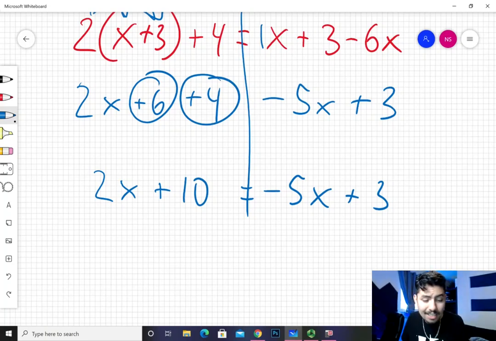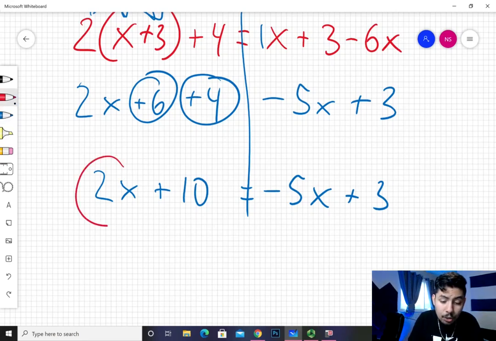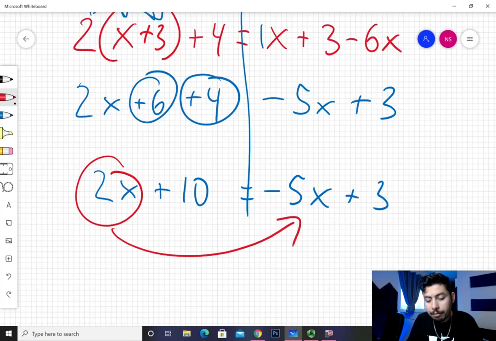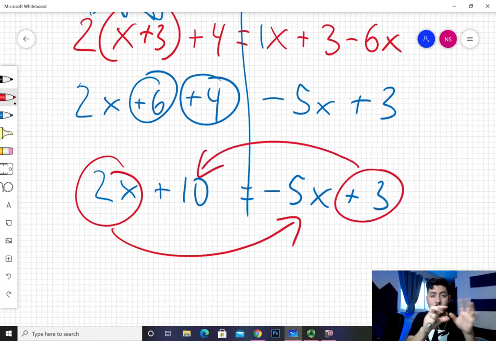Well, in this case, you have multiple options. You could literally tell me the 2x wants to go with the negative 5x. And then, Neil, make sure you move the 3 over there with the 10. So the 2x comes over here and the 3 goes over there. That's one way, and you're not wrong.